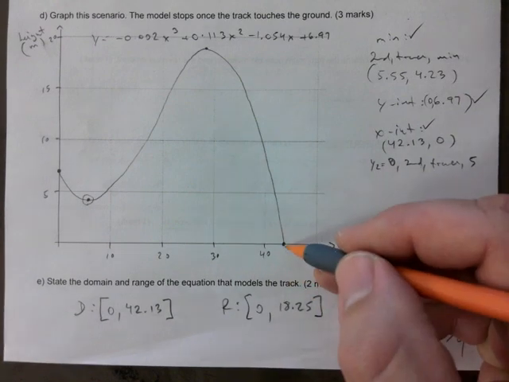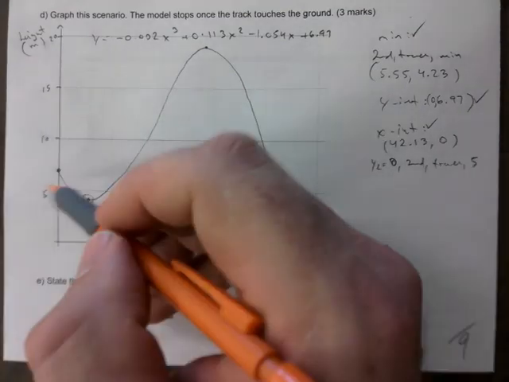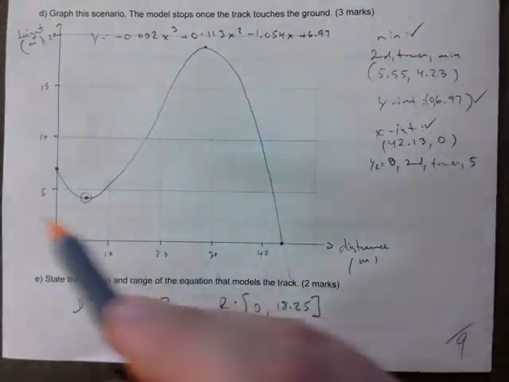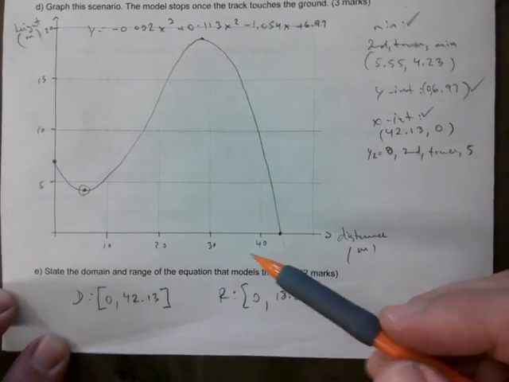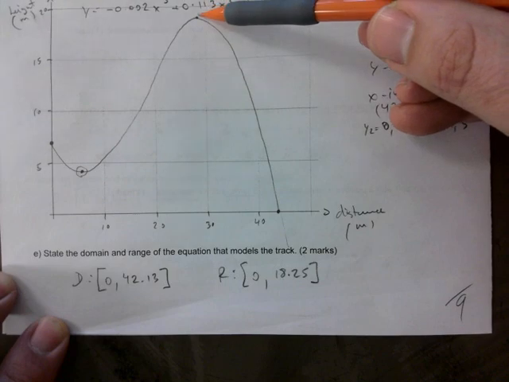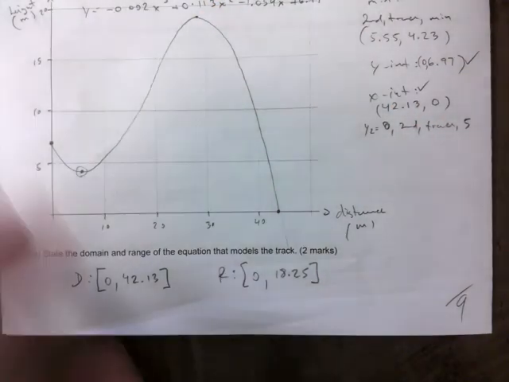And your domain and range, you go from domain of 0 horizontally till the track stops, because if you kept going, this graph would go below the x-axis. Or if you went to negative distance, this would go outside here, but we want to contain it, okay? My range goes from 0 all the way to the highest point, which is 18.25. There is your quest.